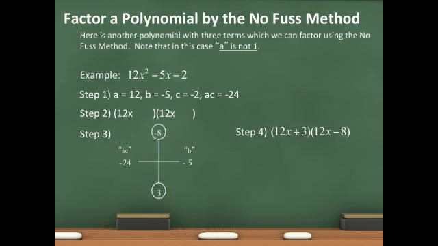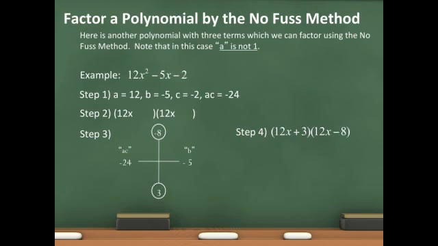For the last step, step 4, we basically take what we had in step 2 and fill in the two numbers we got from step 3. This gives us the binomial 12x plus 3 times the binomial 12x minus 8. Notice that this is not the final answer.